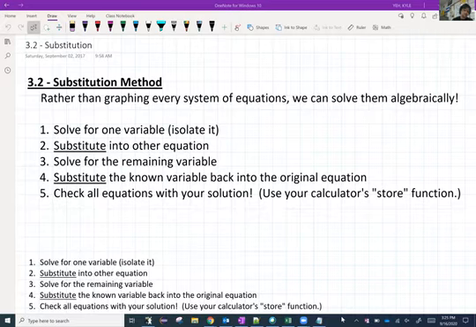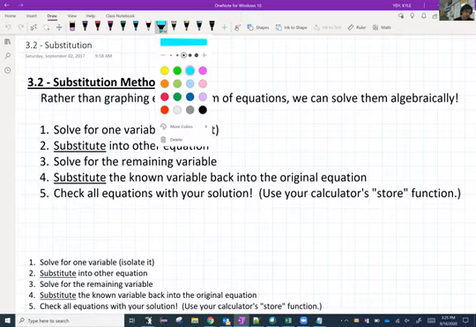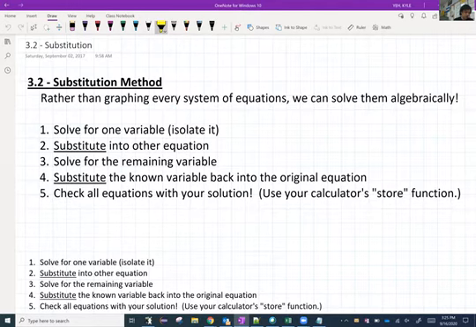But substitution goes something like this. I made a little checklist. If you like checklists, you can write this down. If not, that's okay. But first thing we do, we solve for one variable. We get one variable by itself. We isolate it. And then we substitute the definition of that variable into the other equation. Here's why this method is called the substitution method. We're just going to substitute it in. We're going to solve for the remaining variable.